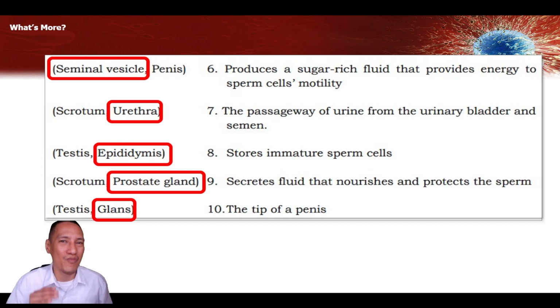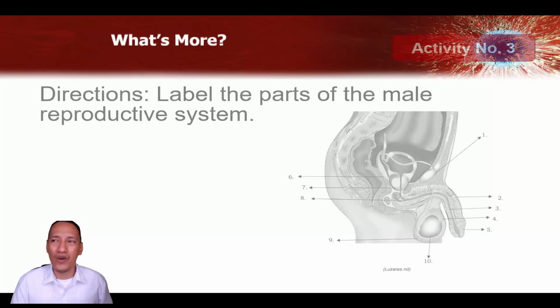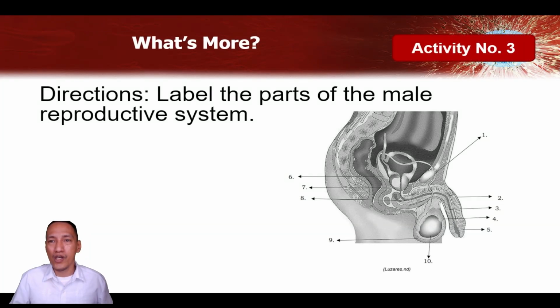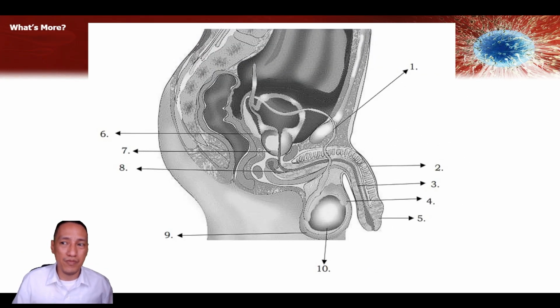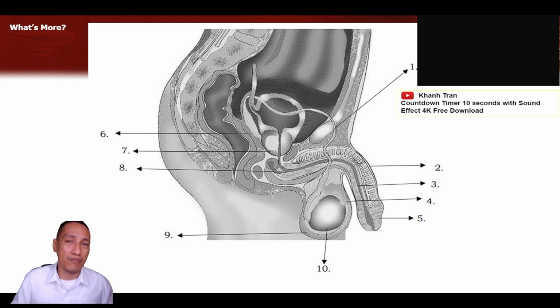So let's now move on to the next activity, which is activity number 3. So dito sa activity na to, sa regular self-learning module ng DepEd, sabi sa directions, label the parts of the male reproductive system. So it's the same picture, binaliktad lang ng module. Ile-label nyo yung parts from 1 to number 10. At this time, I only have 10 seconds for you to answer because of course, limited lang ang time natin on this video.